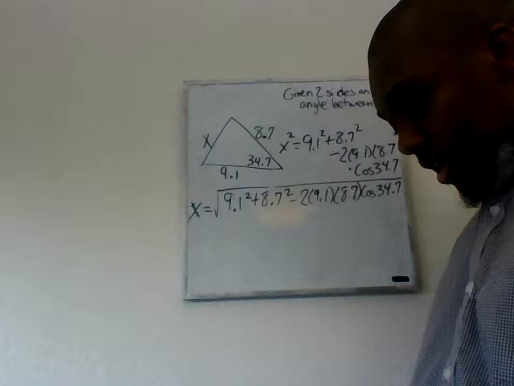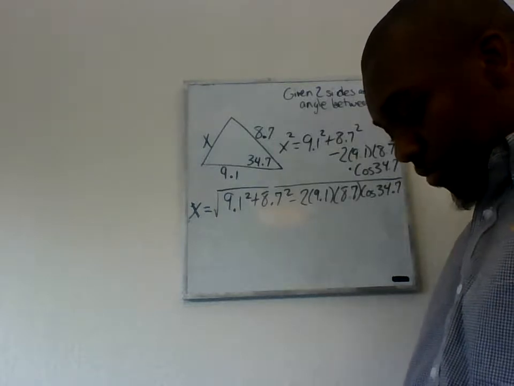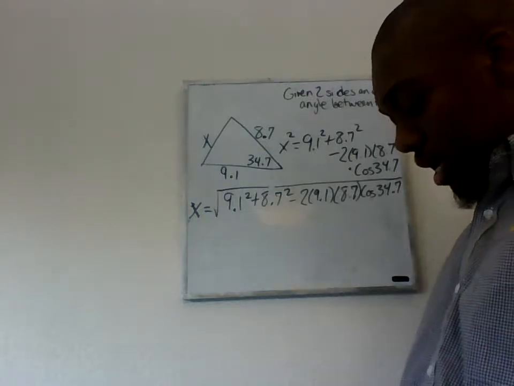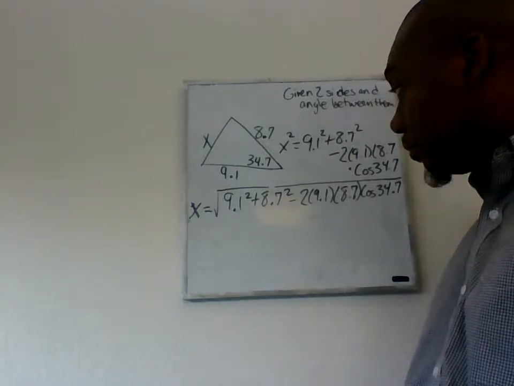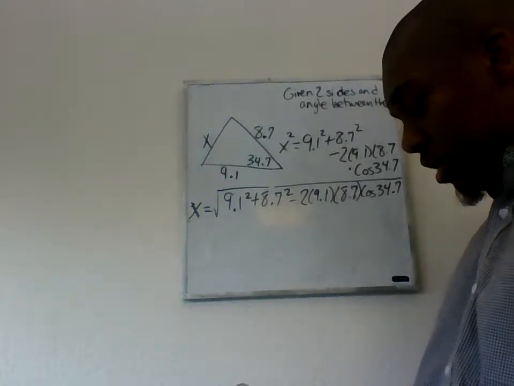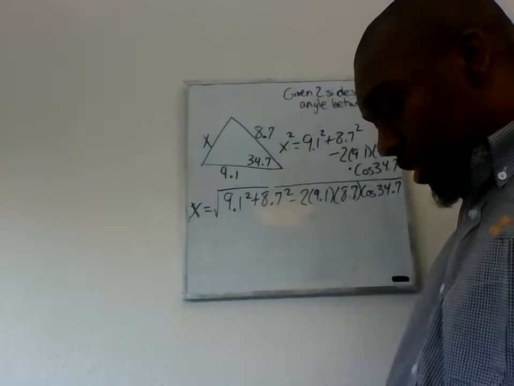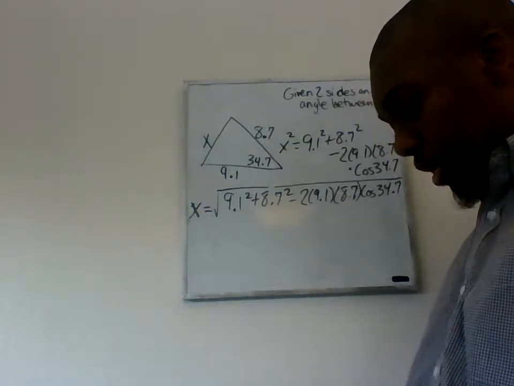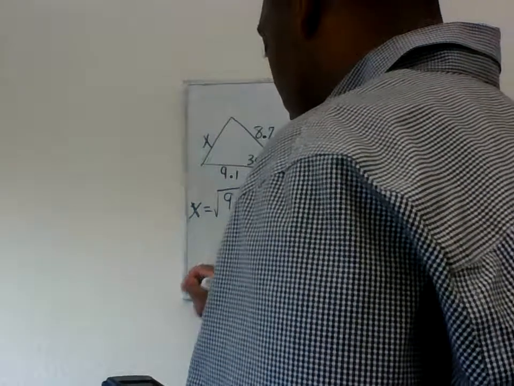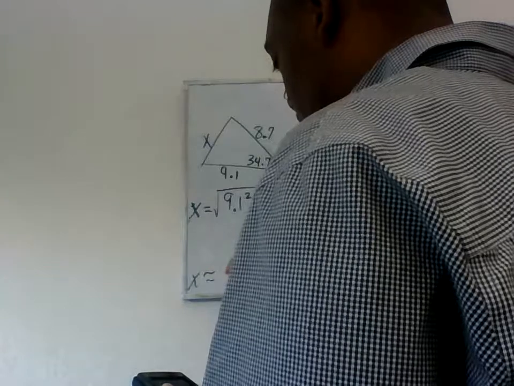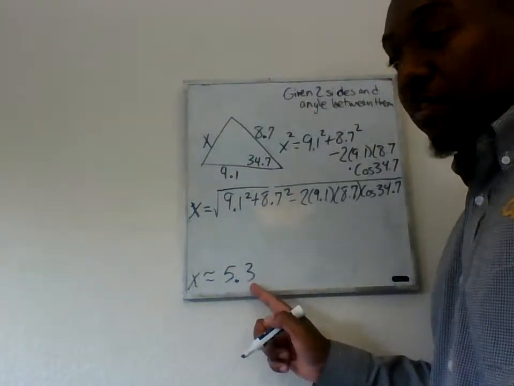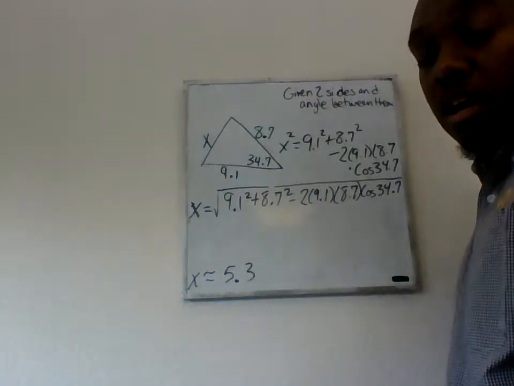So we have the square root of 9.1 squared plus 8.7 squared minus 2 times 9.1 times 8.7 cosine of 34.7. And when I do that, I end up with x approximately 5.3. I'm rounding to two significant figures because two were given to me in my given sides.